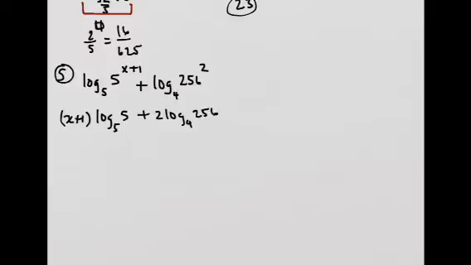Okay, so this one is 1, so I have x plus 1. And this log right here is 4, because 4 to the 4th power is 256, so times 4. So then this is 8. So my final answer is x plus 9.